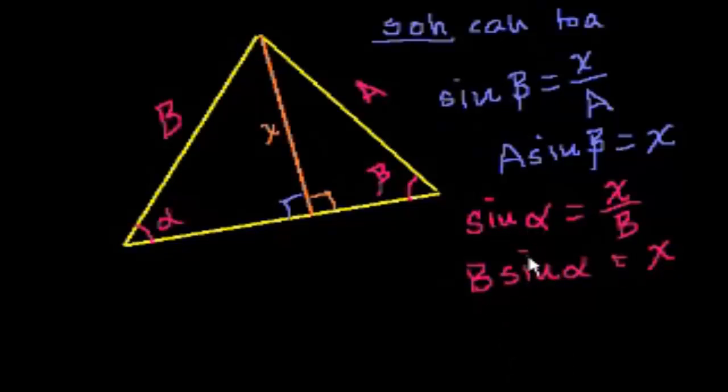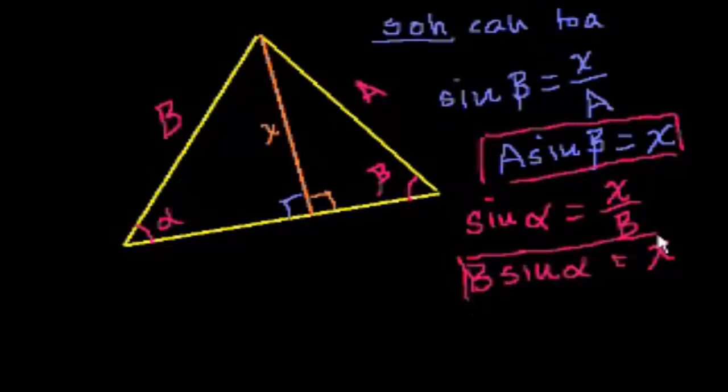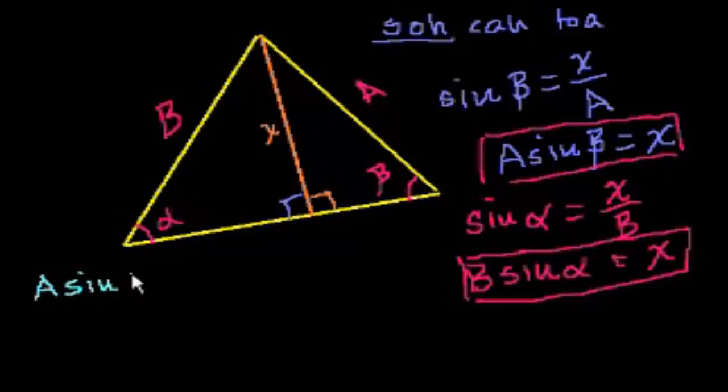So now what do we have? We have two different ways that we solved for this x, which I dropped down from this side. We have a sine of beta is equal to x, and b sine of alpha is equal to x. Well, if they're both equal to x, then they're equal to each other. So let me write that down. We know that a sine of beta is equal to x, which is also equal to b sine of alpha.